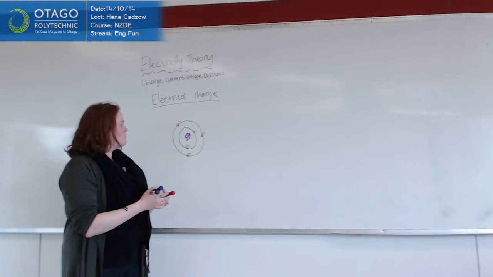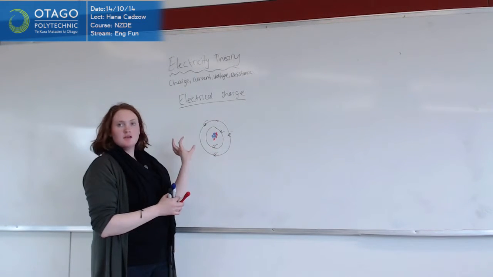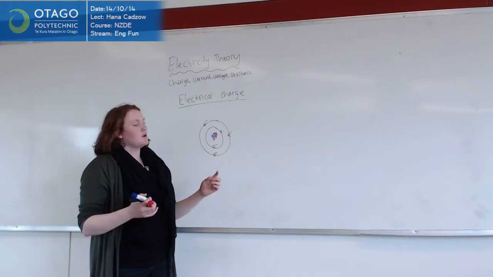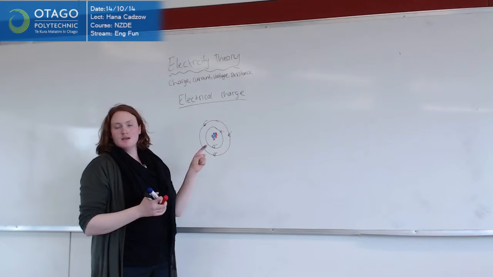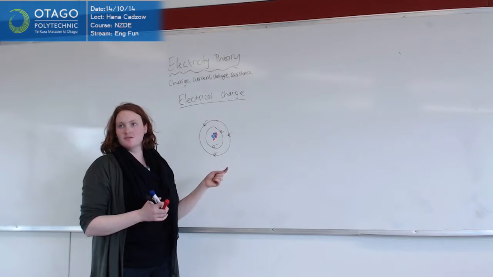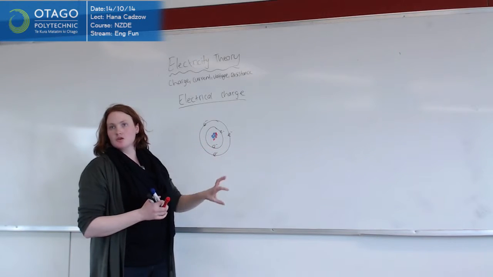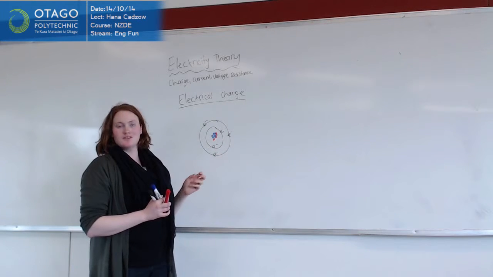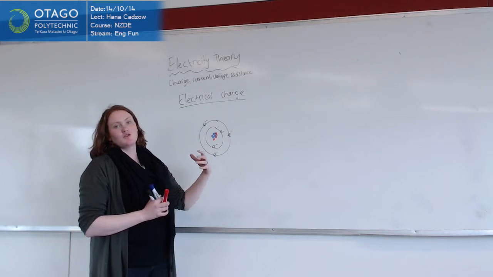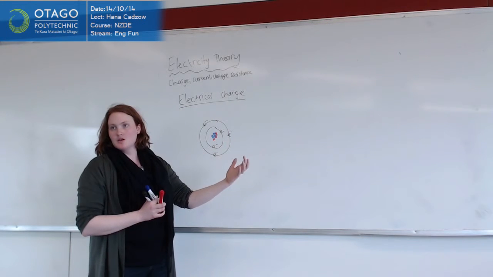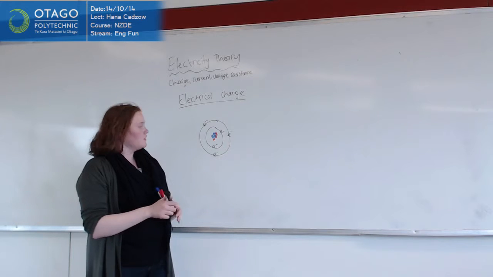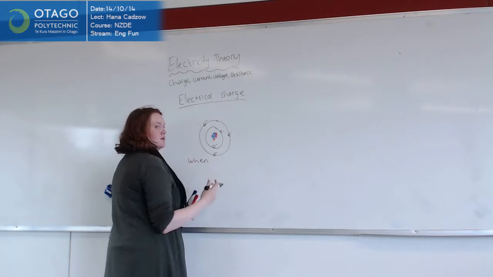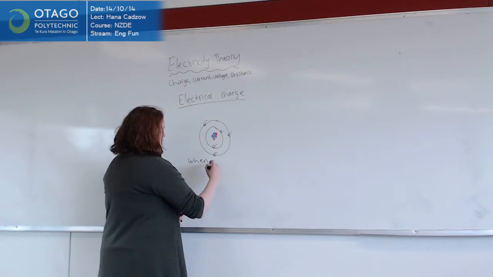So what happens when an atom gains or loses an electron is that it becomes charged overall. Okay, so if it picks up an extra electron, it's now got more negative bits than positive bits, and it's negatively charged. It's got a negative electric charge. If it loses an electron to something else that's running around stealing electrons, then it's got more positive bits than negative bits. So it's positively charged overall. So when an atom loses or gains an electron, it becomes charged.